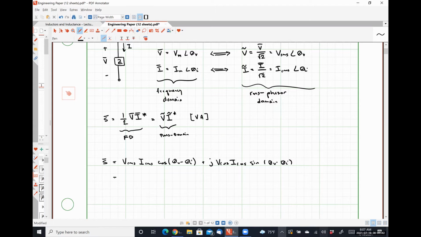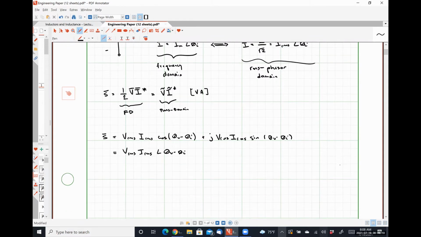And I can express that complex number in polar form as well, just by simply multiplying my RMS phasor voltage and the conjugate of my RMS phasor current, which would give me simply V RMS I RMS with an angle theta V minus theta I.